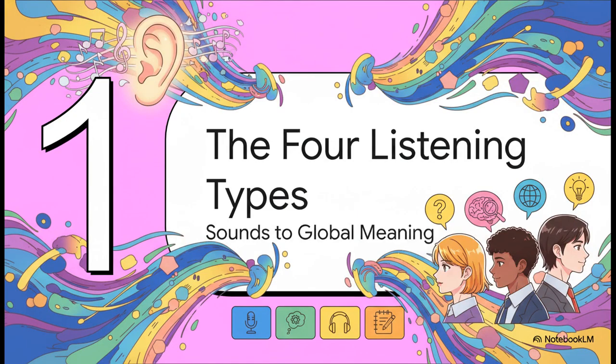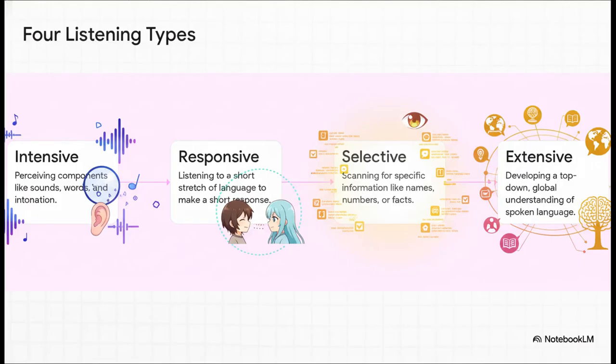All right, first things first. You have to know that not all listening is created equal. When it comes to assessment, experts break it all down into four main categories, and each one has a totally different goal. Okay, so here they are: intensive, responsive, selective, and extensive. A good way to think about this is like a spectrum. On one end, you're focusing on the teeniest, tiniest details of sound, and on the other, you're grasping the big picture of a whole conversation.